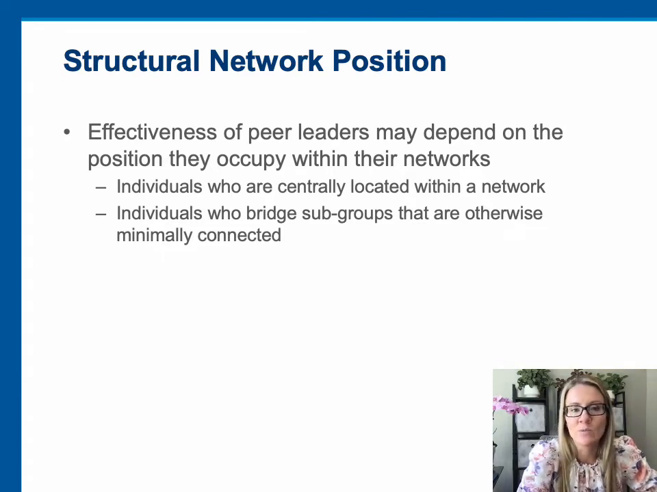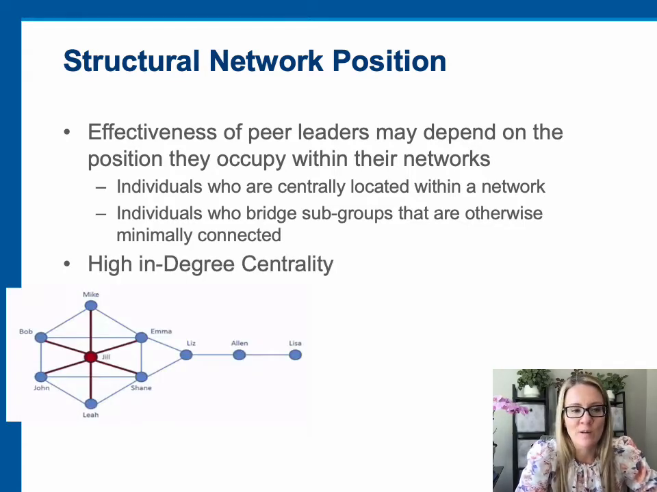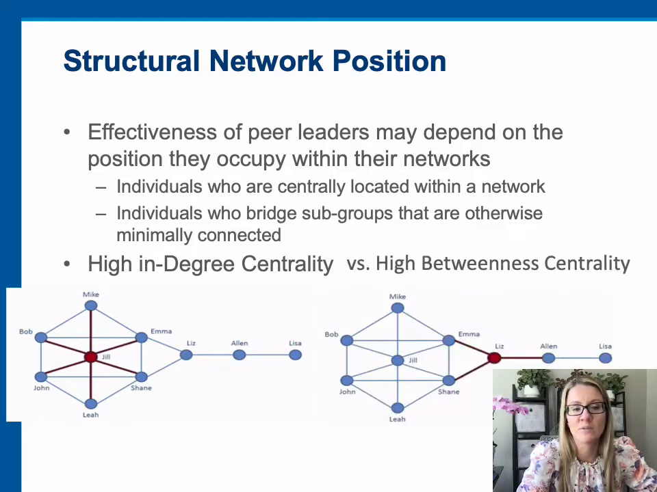And this was because popular individuals, those with a high in-degree centrality, so as you can see, Jill in the sociogram depicted here is the center of a group, high in-degree centrality, highly popular. Those individuals might feel more pressured to support prevailing norms, to be able to maintain this prominent position within their network. And individuals who occupy positions between subgroups of otherwise minimally connected groups tend to have fewer friends in the network, and as a result might feel less pressure to support those prevailing norms and subsequently feel more freedom to innovate.